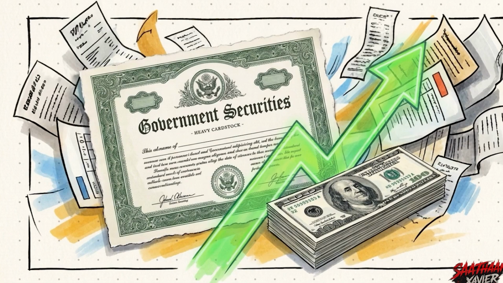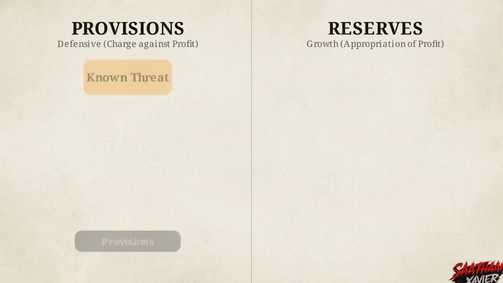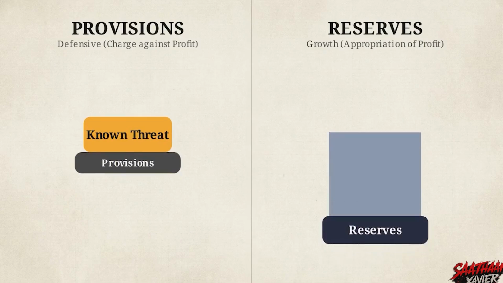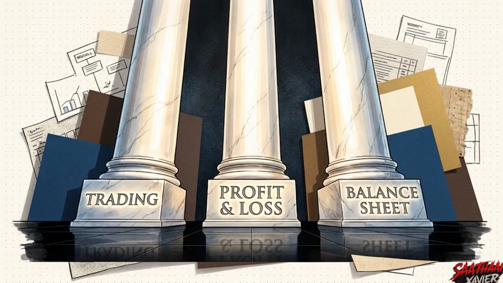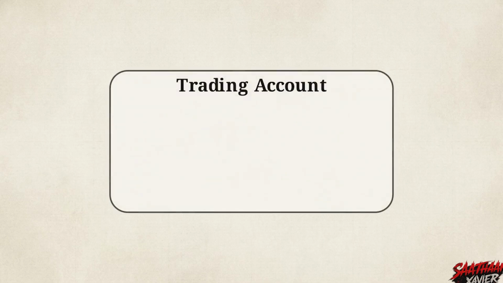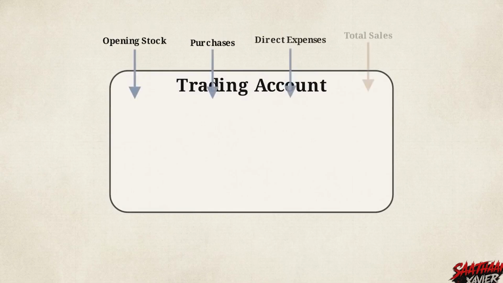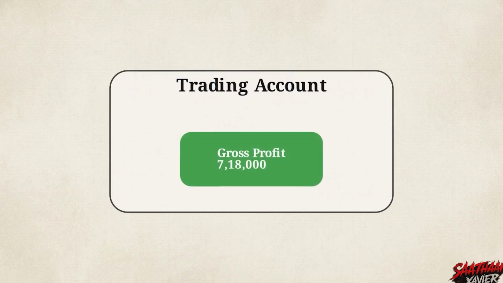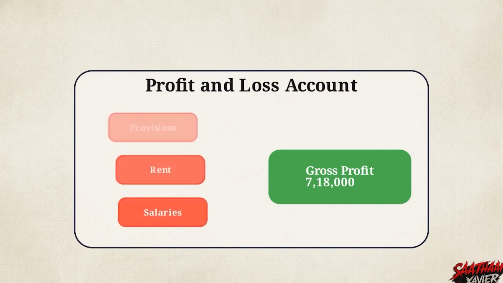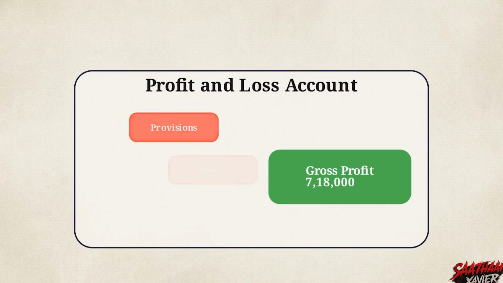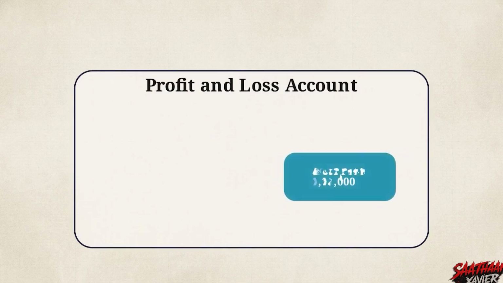Now we reach the final architectural step, taking all this adjusted, error-free data and building the 3 pillars of the final accounts. This animation shows the construction of the trading account. It funnels opening stock, adjusted purchases, and direct expenses against total sales, calculating a precise gross profit block of $718,000. That gross profit block then slides down to form the foundation of the profit and loss account, where it meets a new set of variables. By deducting indirect costs like administrative salaries, outstanding rent, and our provisions for bad debts from that gross profit, the math reveals the ultimate net profit.